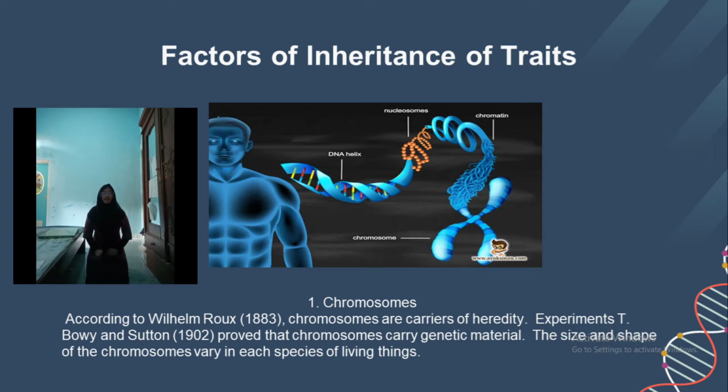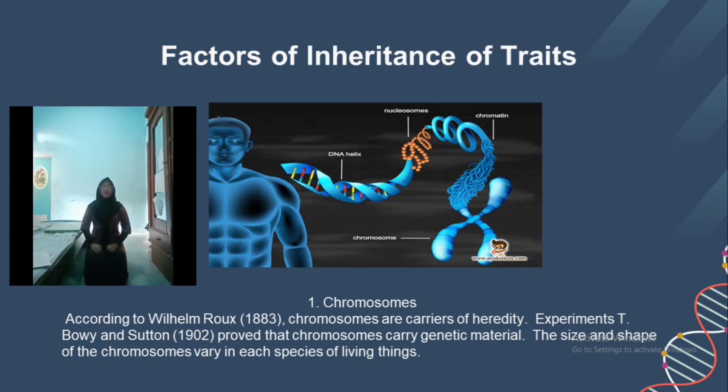Genetic factors that counter and control these traits include, for the first one, chromosomes. According to Wilhelm Roux, 1883, chromosomes are carriers of heredity. Experiments by T. Boveri and W. Sutton prove that chromosomes carry genetic materials.